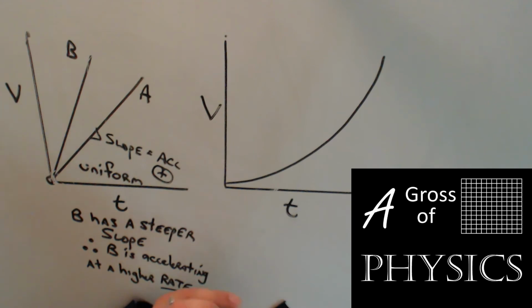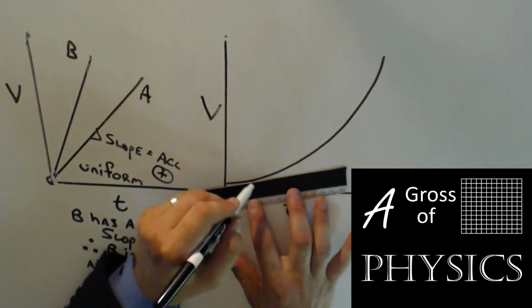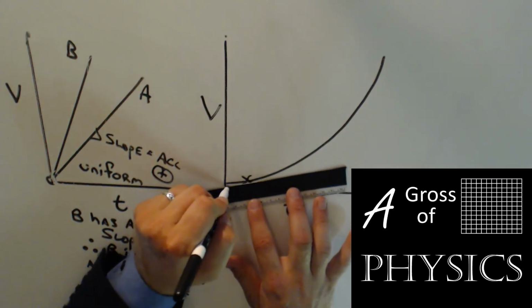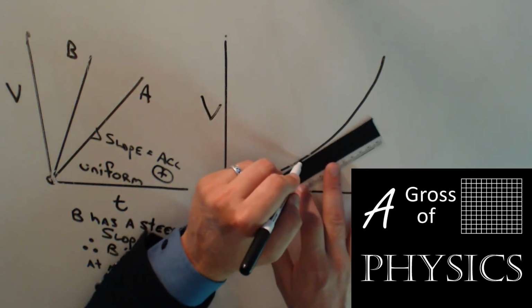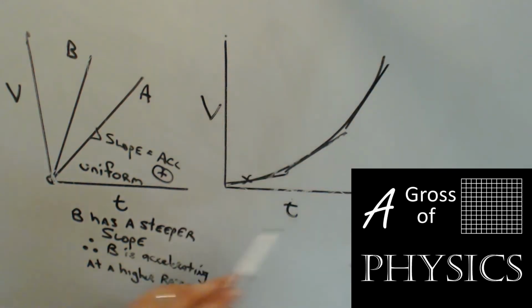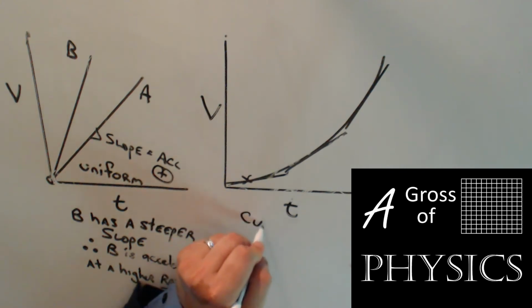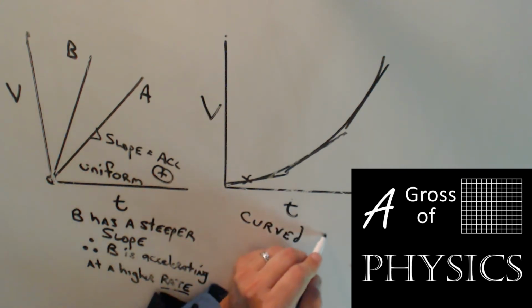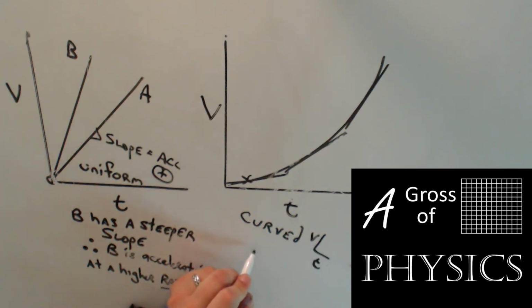So there's a mathematical representation of a jerk right here. And the reason I know that's a jerk is because the acceleration, which is the slope of tangent lines, is changing. In fact, the acceleration is increasing as I go from the origin along the rest of the graph. So if you have a curved velocity versus time graph, then it is a jerk, which is just a fancy word for a changing acceleration, a non-uniform acceleration.